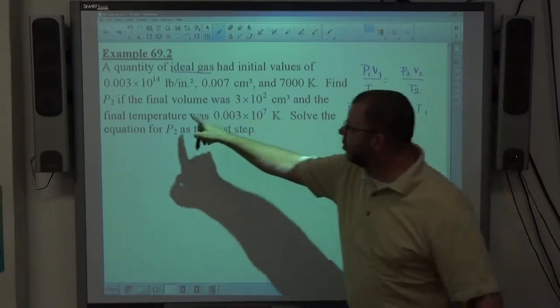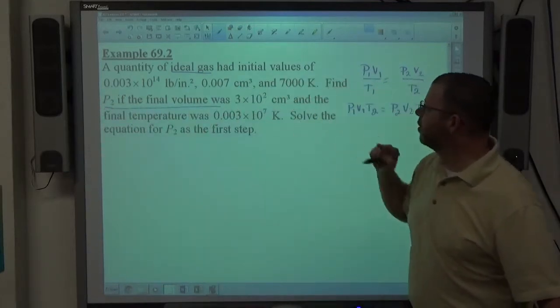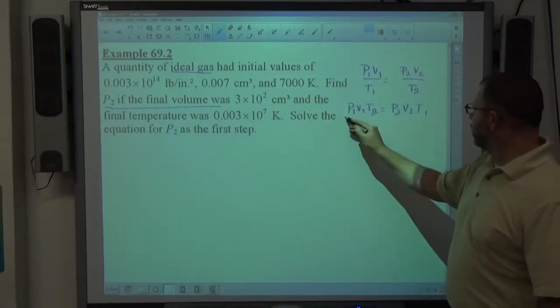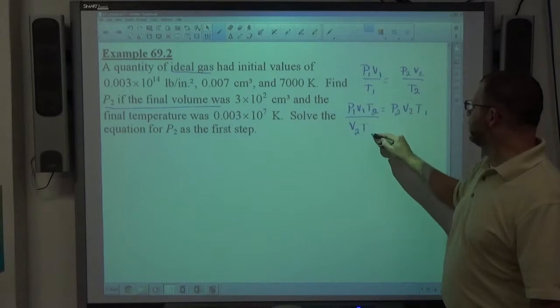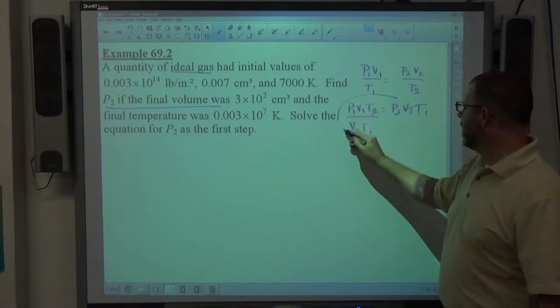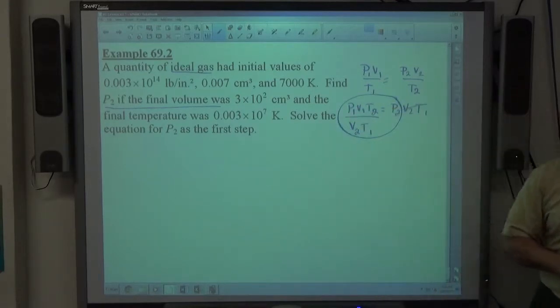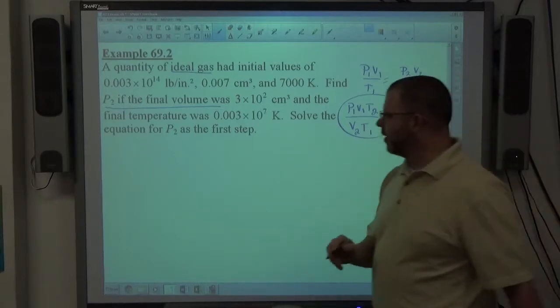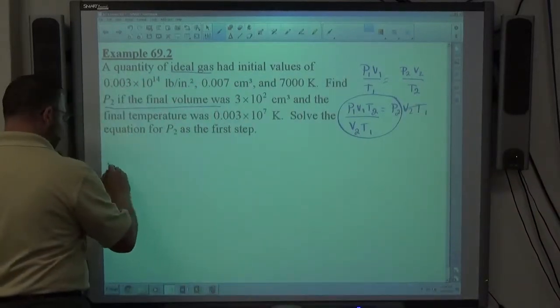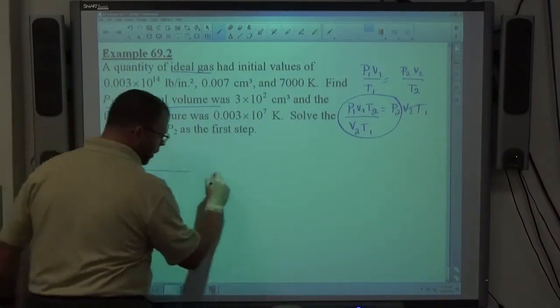I want to get P2. Solve for P2. So if I divide both sides by V sub 2 T sub 1, just like that, I got a formula for P2 only. And once again, I'm just going to work it out then. So P sub 2, what I'm looking for, equals a big fraction bar.